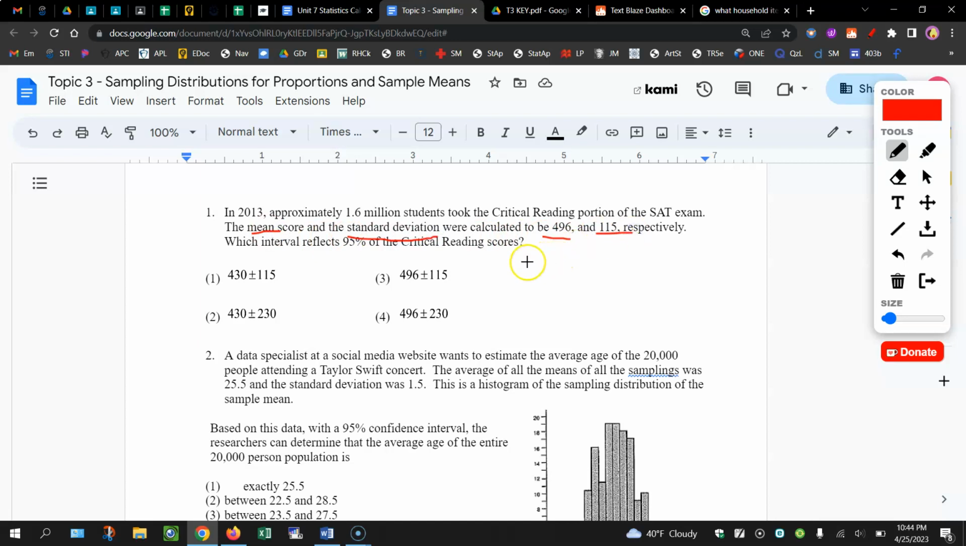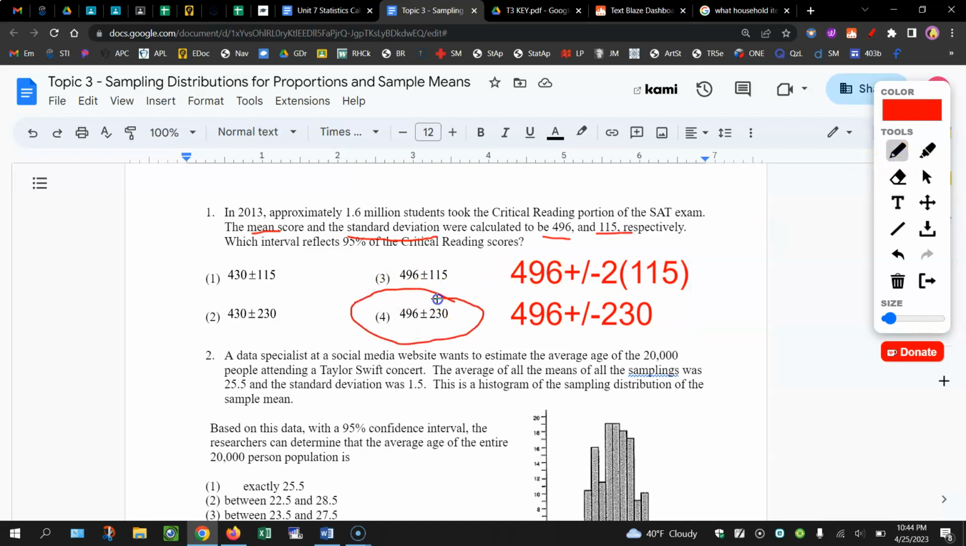So we know that to calculate a confidence interval, it's the mean plus or minus 2 times the standard deviation. And if we do that, 496 plus or minus 2 times 115, which is 230. And that's the format that these answers are in. So they're just showing you the margin of error. So it's the mean plus or minus the margin of error. So that would be the solution for number 1.